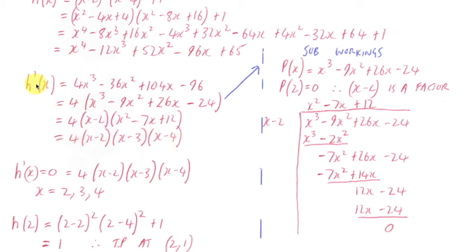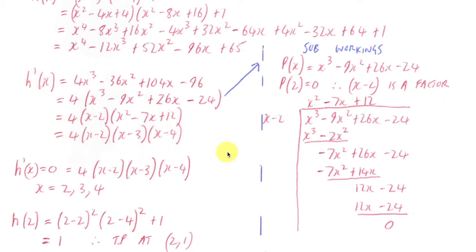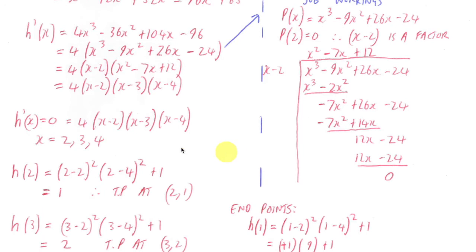So now I have the derivative in factorised format. I'm looking to apply the null factor law. So I have h prime of x equaling 0. And that's equal to the right-hand side here. Of course, if I divide both sides by 4 and then apply the null factor law, I see the x values are 2, 3, and 4.